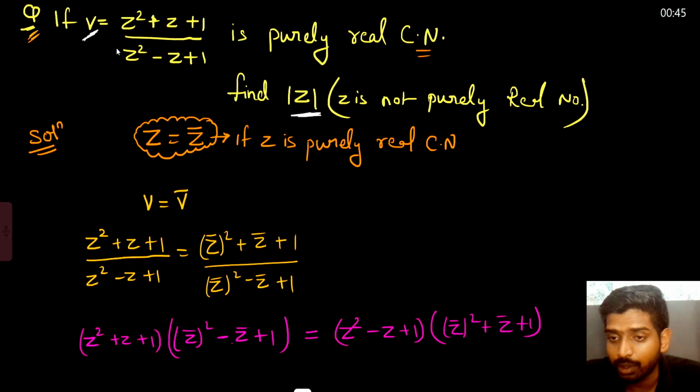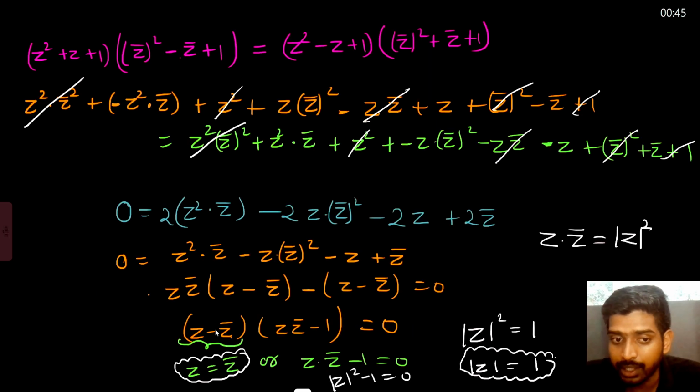B is a purely real number. Got it? If z is not a purely real number, that means this is not possible. In this case, we have to reject. z is equal to z bar means z is a purely real complex number, which is not there, as given in the question. So here we'll use the second possibility.